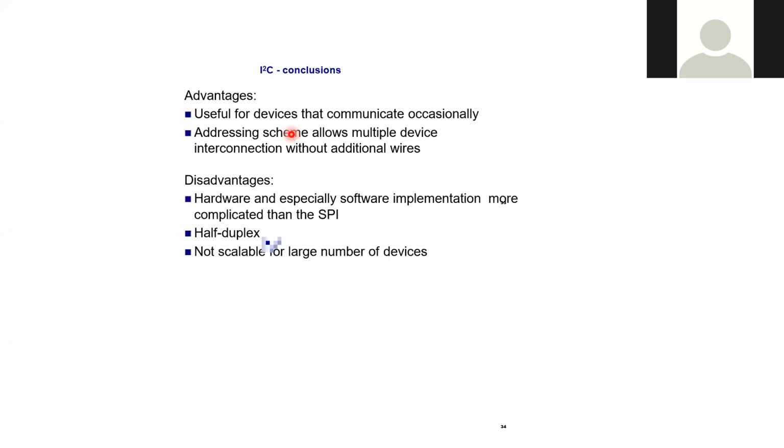Okay, then I squared C conclusions. It is used for device communication occasionally only. The addressing scheme allows me to connect multiple devices. That is my advantage. But what is my disadvantage? If I go with multi-master, it will be half duplex, and software implementation is more complicated than SPI, because we are seeing it along with hardware concepts. So software implementation is more complex, and it is not scalable for a large number of devices. We have seen nearly 128 devices only can be connected here.